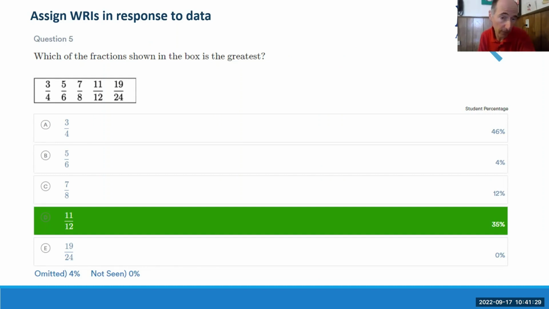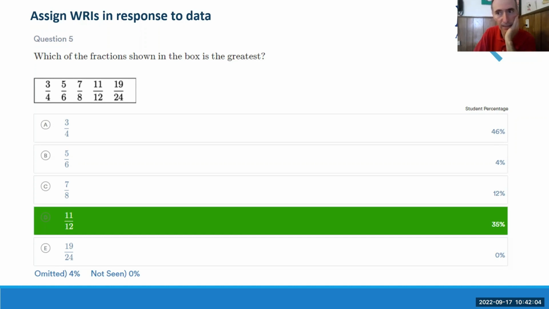Okay. An example of written response items: you can, for example, see this question from a multiple choice diagnostic test, and it's asking the students which of the following fractions that you see in the box is the greatest. If you look at what students did, the greatest fraction here is 11/12, and 35% of the class actually chose that. But a big chunk of the class, almost half of the class, chose 3/4. And so, first of all, why do you think that 3/4 was such a popular choice?